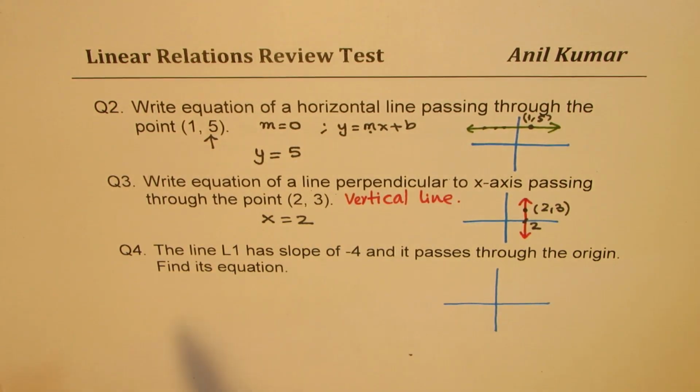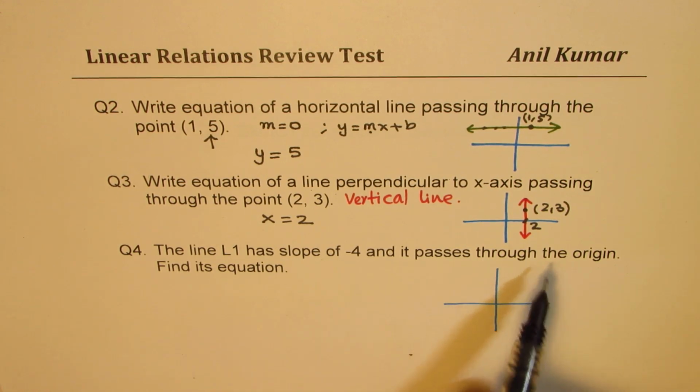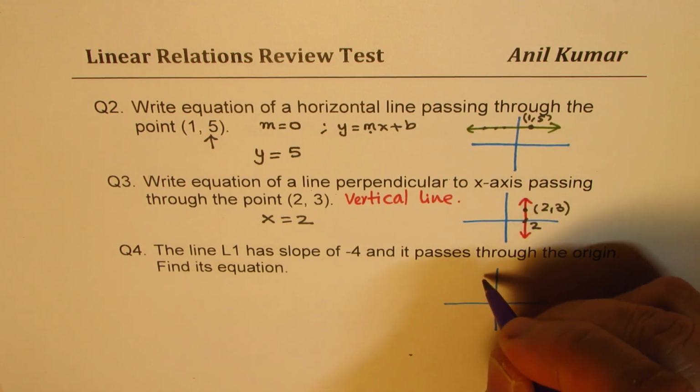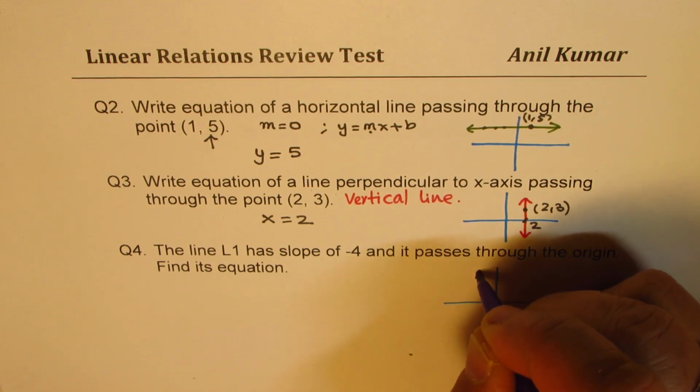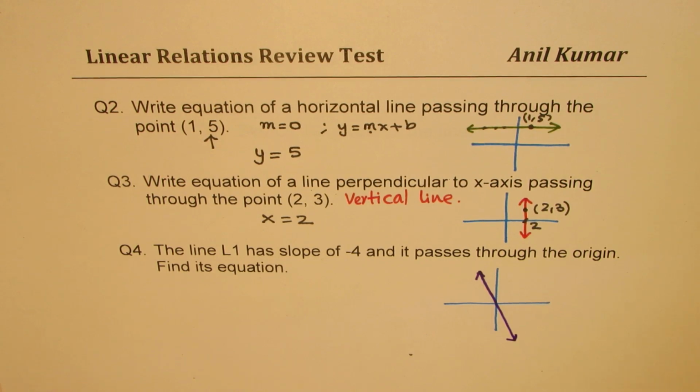Question number 4. The line L1 has a slope of -4 and it passes through the origin. So the origin is right here, and -4 means it is dropping, so it's a steep line going like this. You need to find the equation of this line.